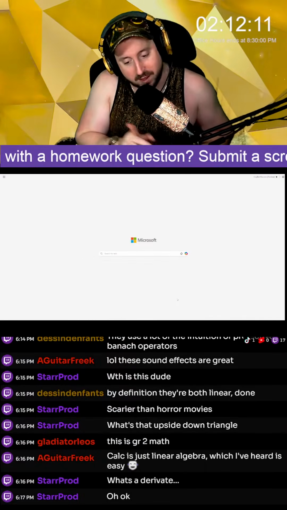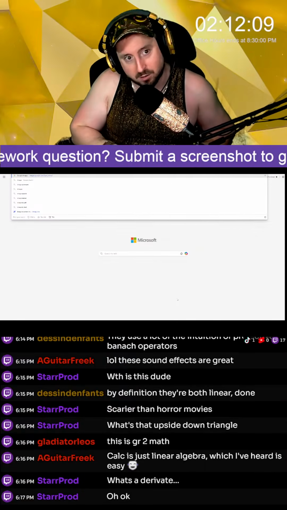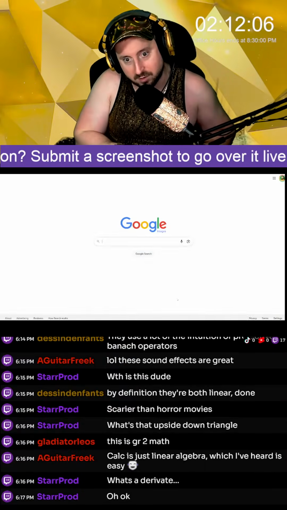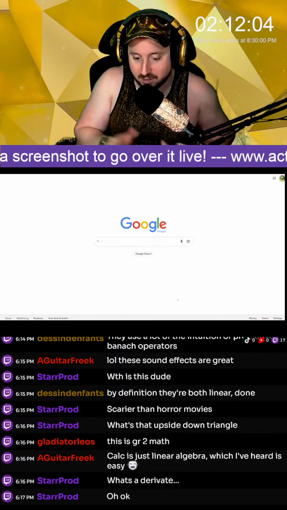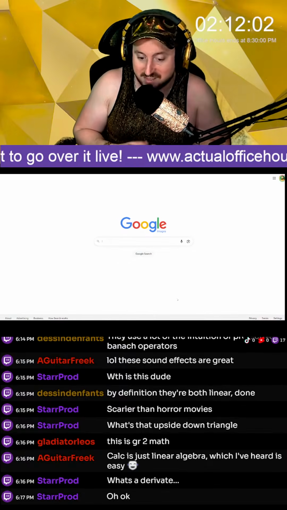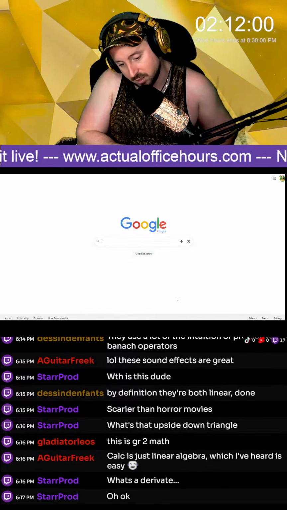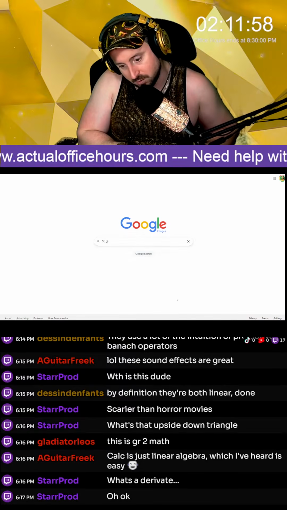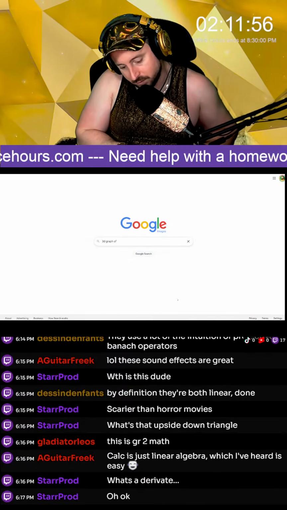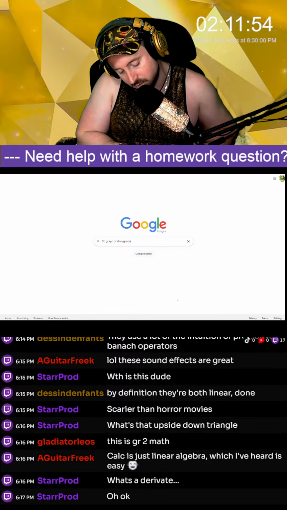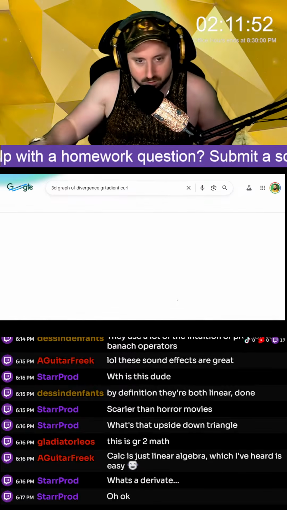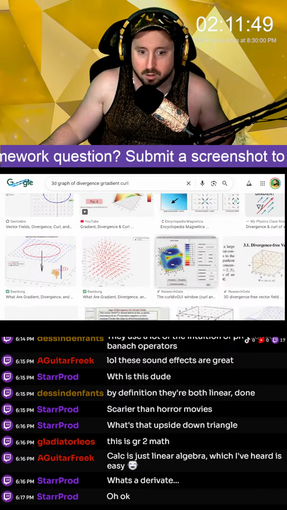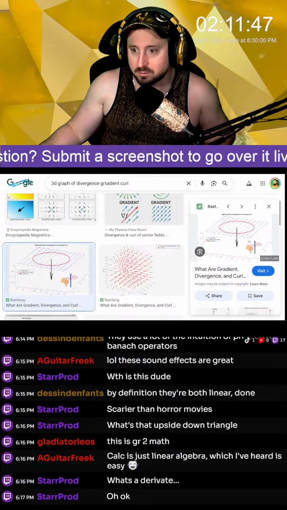But vector calc, or Calc 3, starts putting everything topsy-turvy, and it's like, okay, let's look at things instead of just y versus x, let's add z as well. So 3D. Graph of, let me think, divergence, gradient, curl. I just want some pictures of it. Excellent, there we go. Cool.